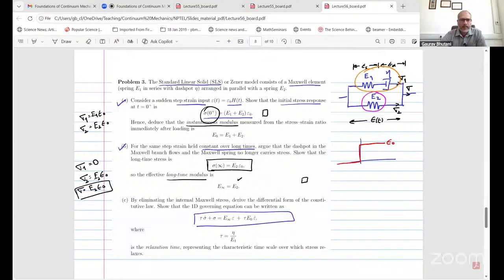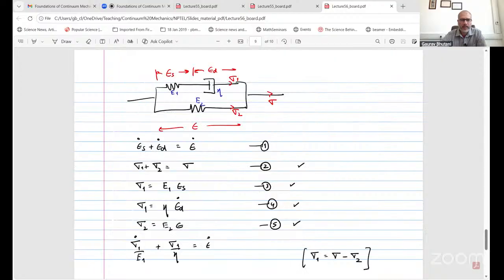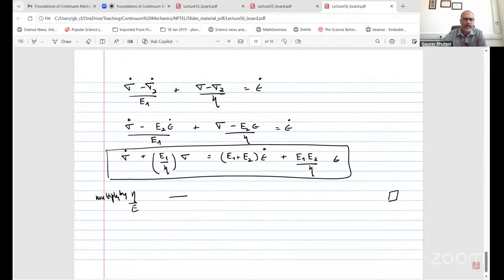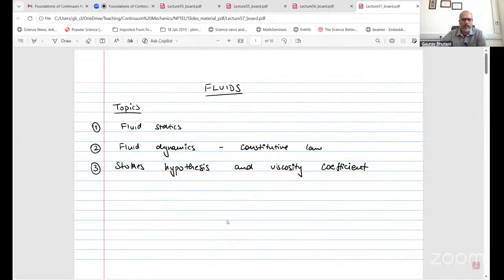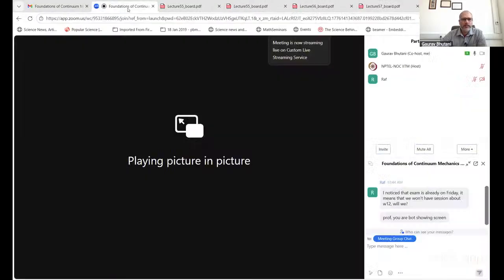And the third was on the application of viscoelasticity, where we used a standard linear solid SLS model, and we did some mathematics related to that. So this was a very brief tutorial for the constitutive modeling, and this is when we moved on to fluids.